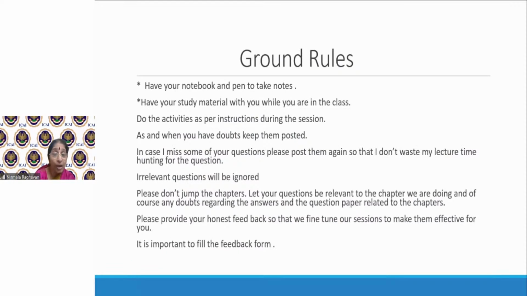Ground rules, this is something that I want to let you know, because this is just the second session. Have your notebook and pen to take notes. Have your study material with you while you are in the class. Do the activities as per instructions during the session. As and when you have doubts, keep them posted. In case I miss some of your questions, please post them again so that I don't waste my lecture time hunting for the question. Irrelevant questions will be ignored, like where are you from, or about other subjects of the foundation, which I may not answer.